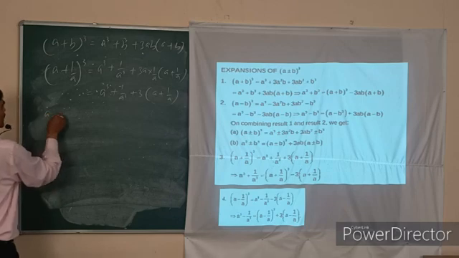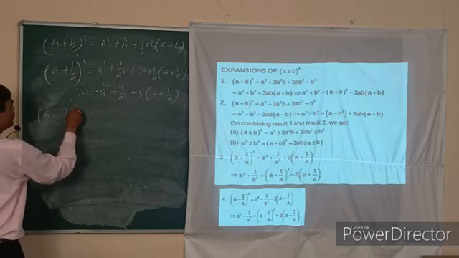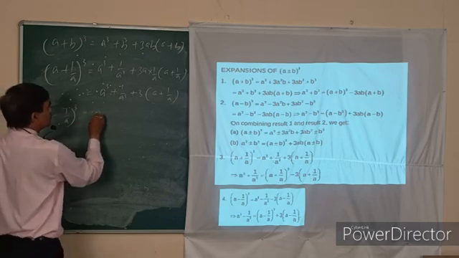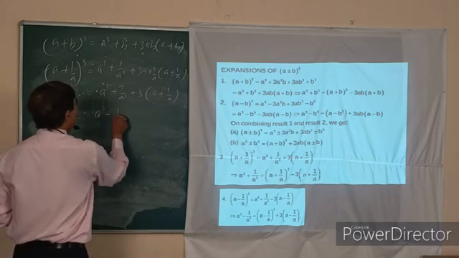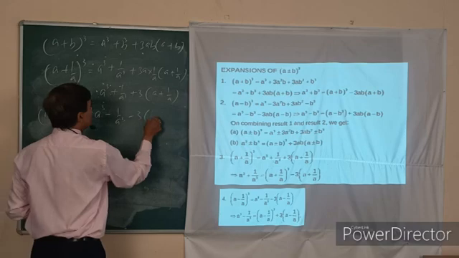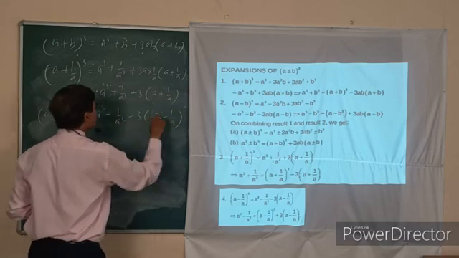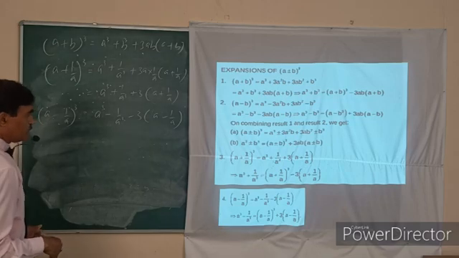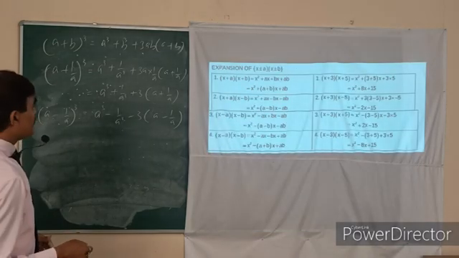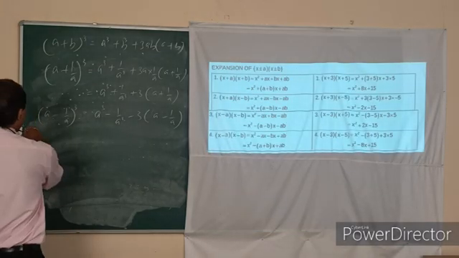Similarly, if we write (a minus 1 upon a) whole cube, it becomes a cube minus 1 upon a cube minus 3 (a minus 1 upon a). All the terms are negative here, and in the previous one all the terms are positive. So these are the formulas for that.